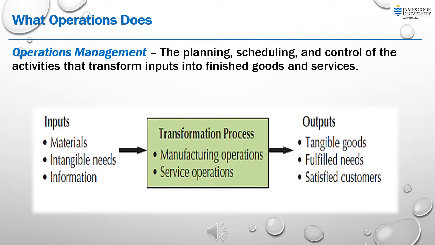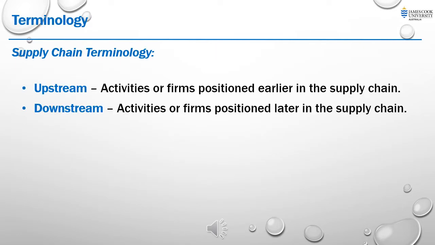Operation management is basically all the planning, scheduling, and control of many activities alongside all those supply chain activities to technically transform what we put in as materials or needs or information into a finished good or service at the end. So basically, we have inputs, which can be materials, intangible needs or information. Then we have the transformation process happening, which is the manufacturing or service operations. Then we have output, which can be tangible goods or fulfilled needs or a satisfied customer at the end.